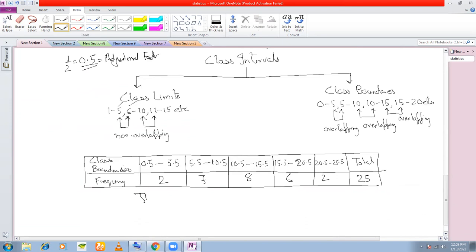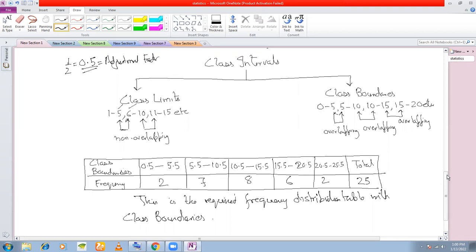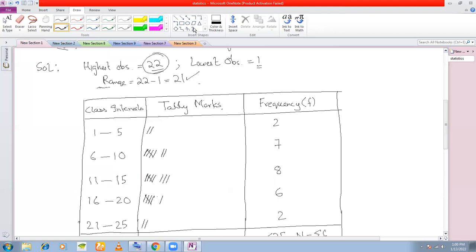So you will write here, this is the required frequency distribution table with class boundaries. Have I made myself clear? Or any question you have related to this? No question?